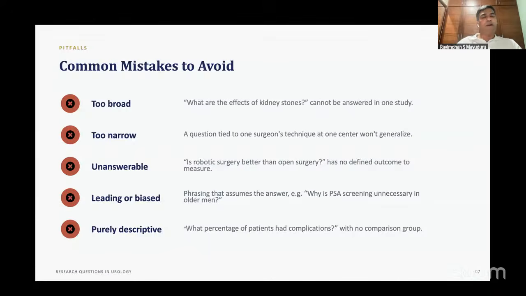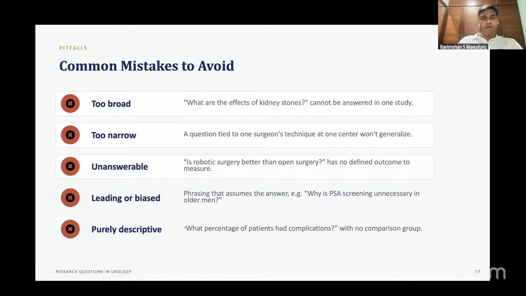So, common mistakes to avoid: don't make the question too broad. What are the effects of kidney stones? That cannot be answered in one study. Don't make it too narrow, like one surgeon's technique. Let's say I say the PGI technique. That won't ever be generalized. So it could be good for a case report or a case series, but if you really want to make an impact, you have to have a comparator with a standard of care.